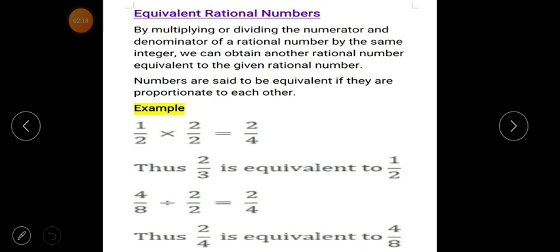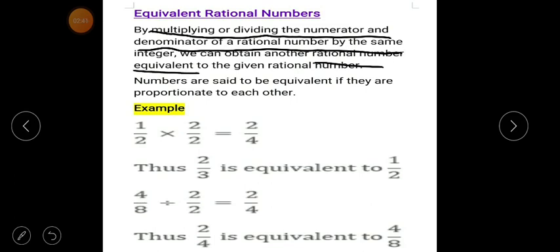Now, what are equivalent rational numbers? If we want to convert some rational number into an equivalent rational number, what do we have to do? By multiplying or dividing the numerator and the denominator of the rational number by the same integer, we obtain another rational number which is known as an equivalent rational number.